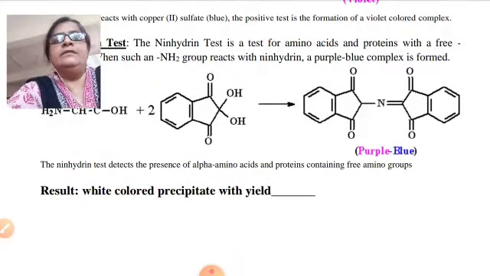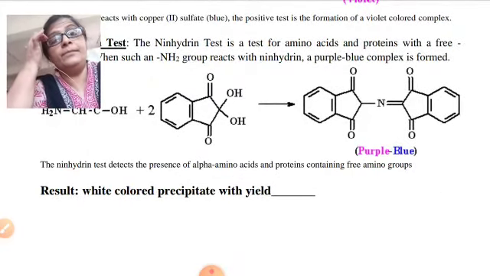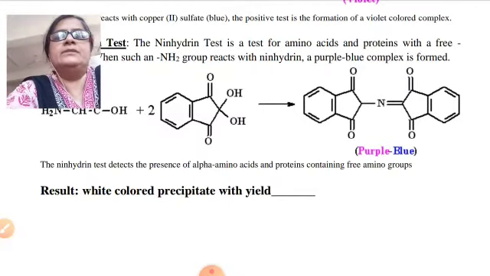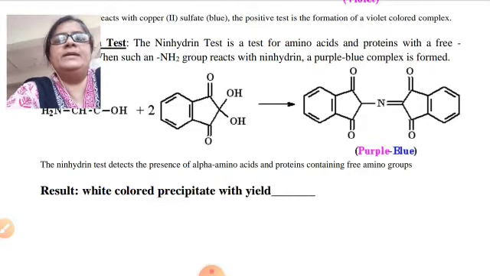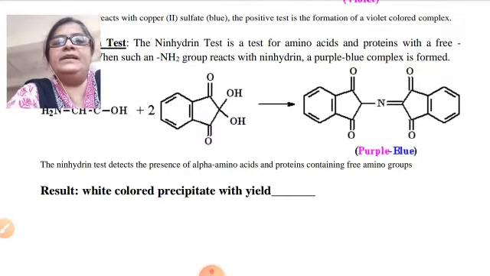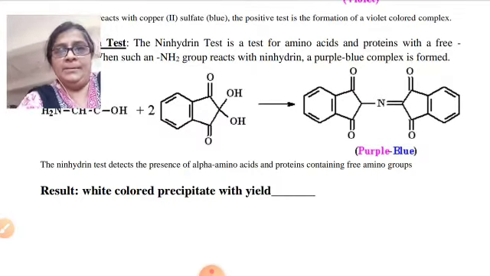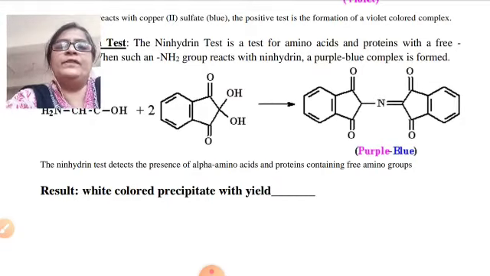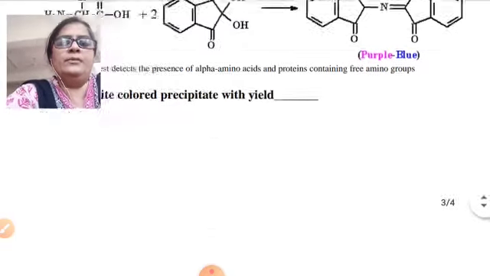So now this is all about the experiment performed with the help of the powdered milk, and the result which we should give is that we get a white colored precipitate. The yield can also be given in percentage: from the amount which we have taken, we can calculate the percentage of the yield formed.